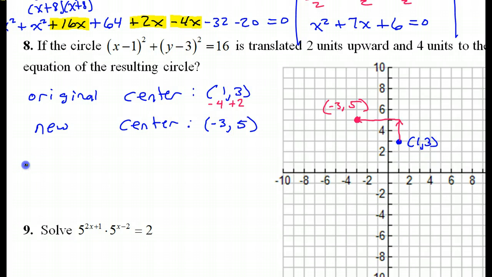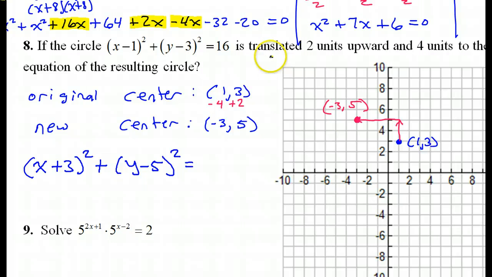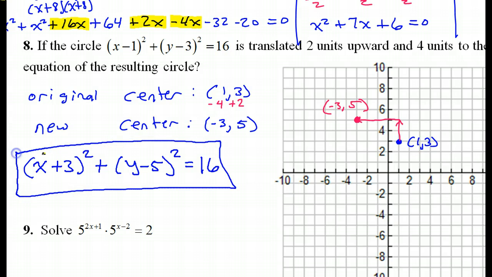Alright, because putting this back into standard form, I would have x plus 3 squared, right, opposite of that. And then I would have y minus 5 squared, opposite of that. Now, we are just translating this circle. Alright, we're not making it bigger or smaller. So the radius should still be the same. So the radius squared, which is 16, that should also be the same. So this would be your equation. So that's it for number 8.